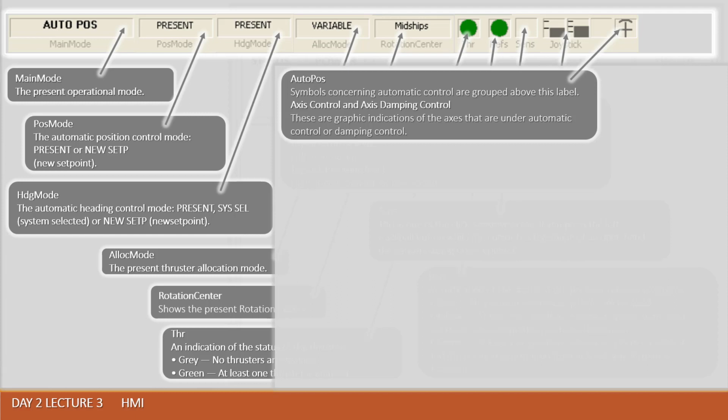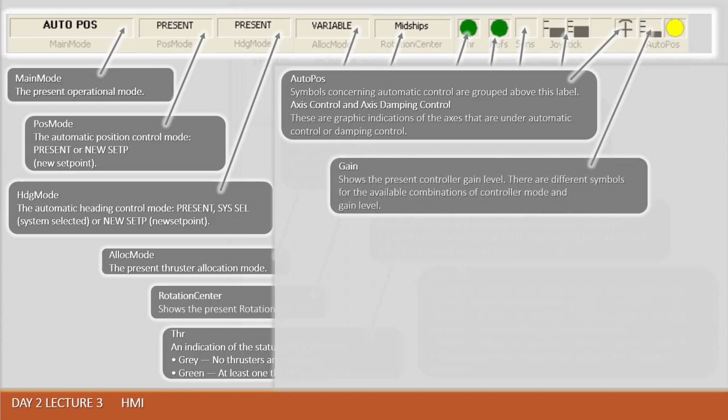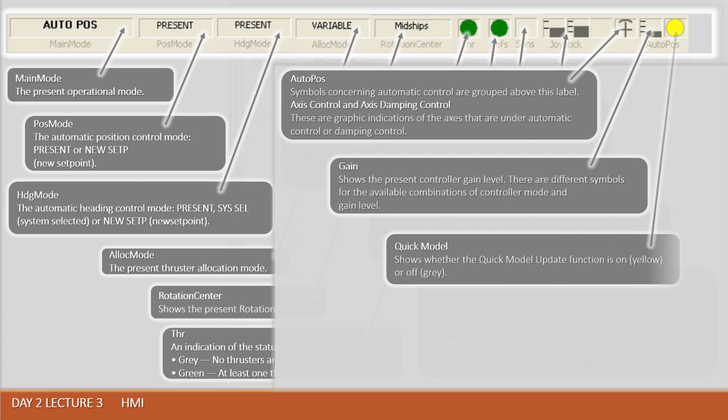Gain shows the present controller gain level. There are different symbols for the available combinations of controller mode and gain level. Quick model shows whether the quick model update function is on, that means yellow, or off when the area is in gray.